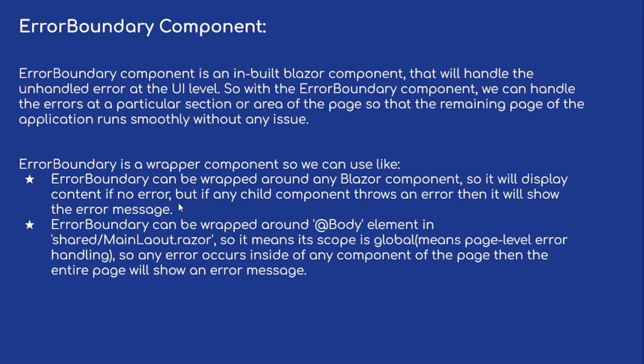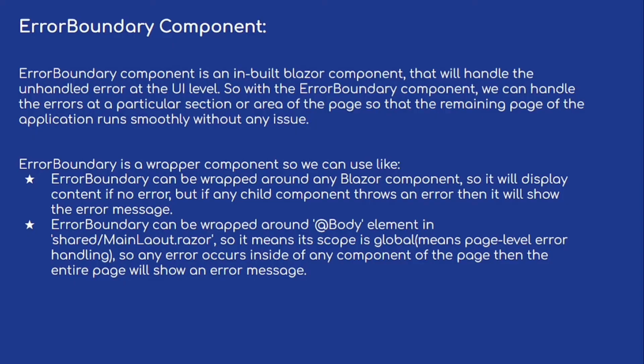Error boundary can also be wrapped around the body element in the main layout. So this is the Razor body element, right? We can use error boundary by wrapping around it as well. It means its scope is global, a page level scope. So any error that occurs inside the components of the page, then the entire page will display the error message. This is how we have to use the error boundary Blazor component.